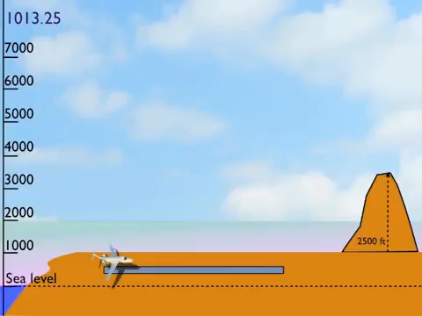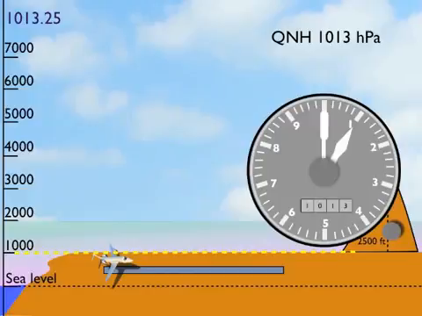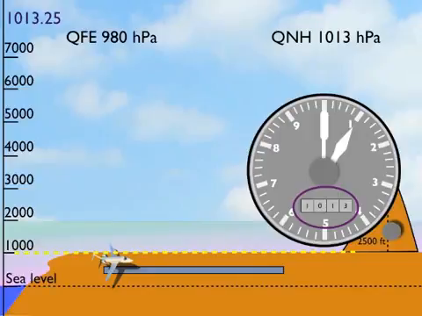Let me explain. Here, an airport is located at 1,000 feet. We have assumed the atmospheric conditions to be standard. That is, the local QNH is 1013. The altimeter is set to QNH 1013 and the altimeter will read the correct airfield elevation.